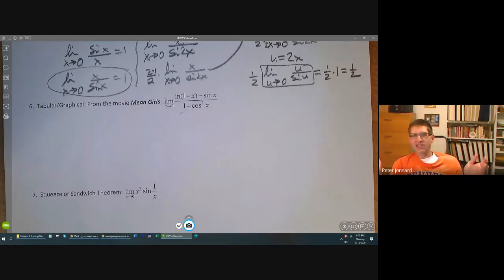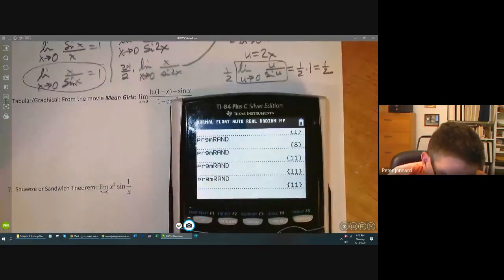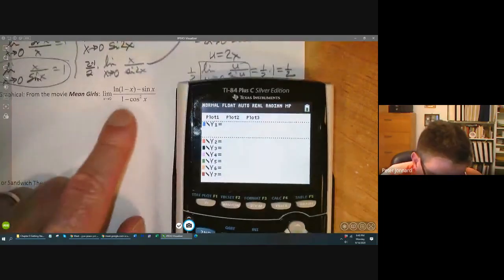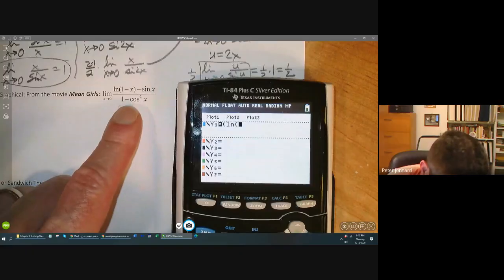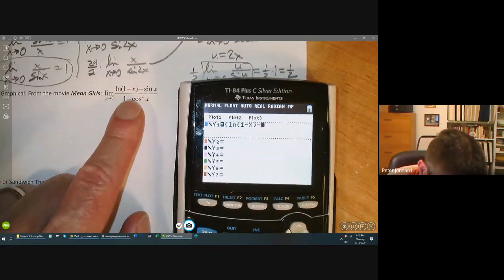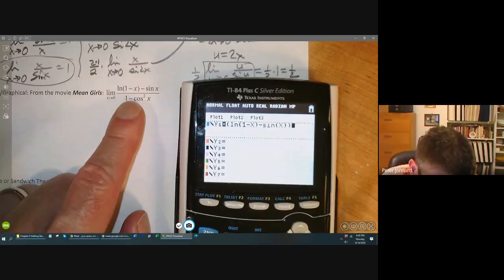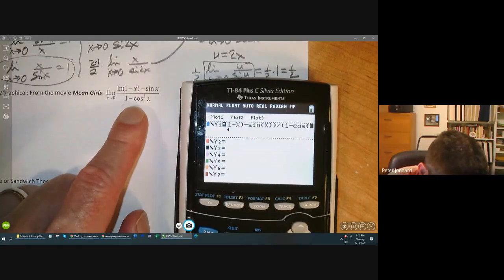Well, you can't just write that down and say that I know this from the movie Mean Girls. So in this case, I would recommend actually typing it into the calculator. And that takes a bit of work on this particular function. So I'm going to enter the numerator in parentheses, the natural log of the quantity 1 minus x. Okay, I got that. And then minus the sine of x, and close the sine of x, and then close the numerator. And then divide that by, in the denominator, 1 minus the cosine of x.